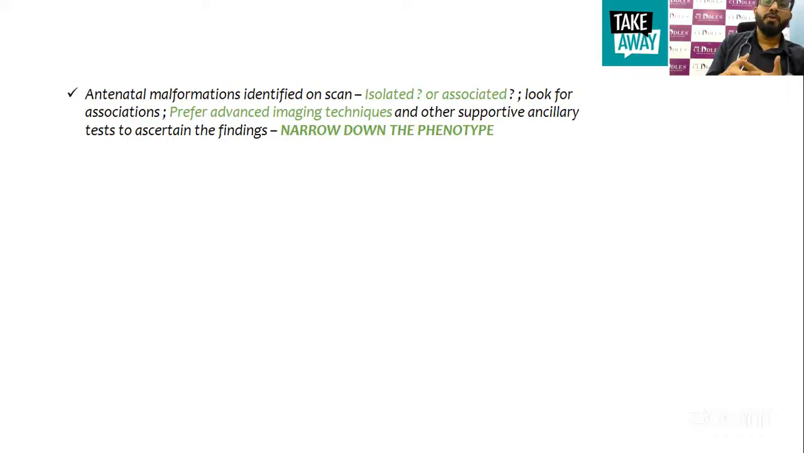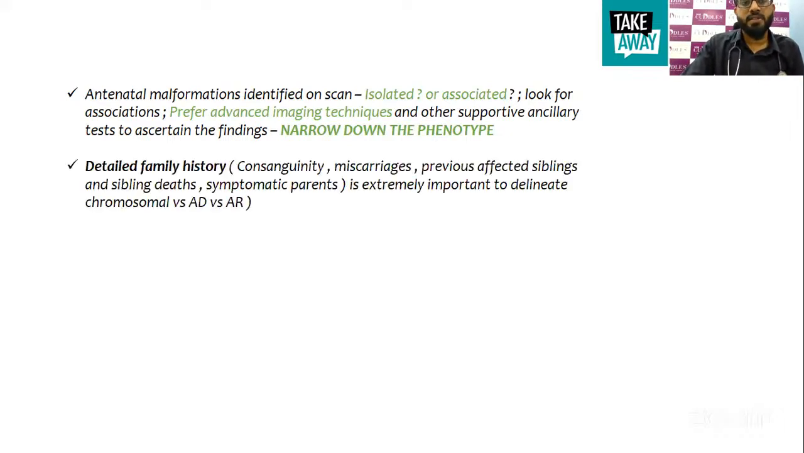And prefer doing advanced imaging techniques. Whenever you have a doubt with the scan, saying that there could be a probable cyst, then go for advanced imaging techniques like fetal MRI. And also take advantage of ancillary tests, like imaging and other blood tests. And you try to narrow down the phenotype of the current anomaly. Then you'll understand what you're dealing with, and then you can order the test accordingly.